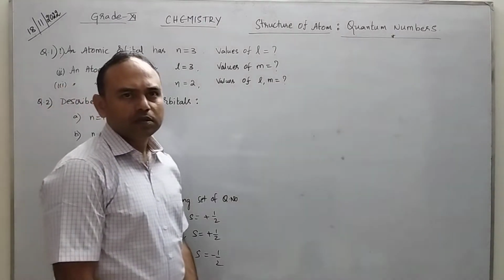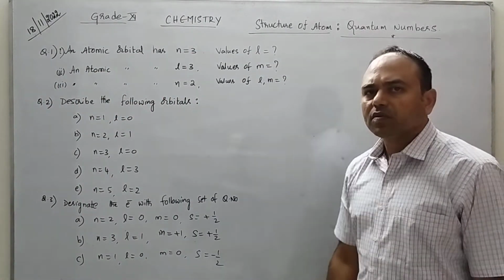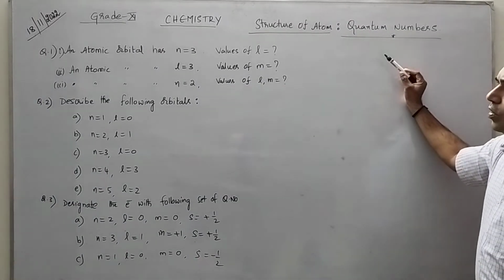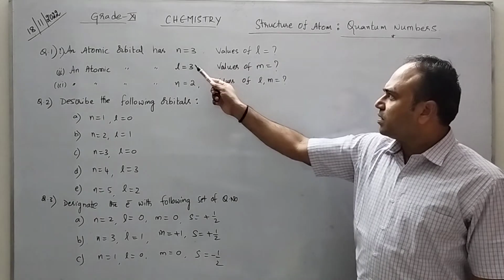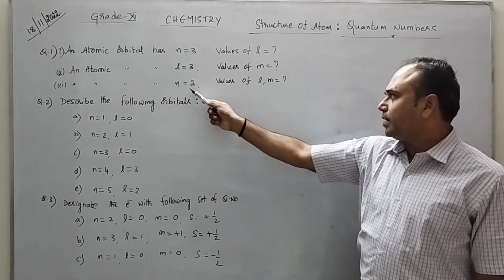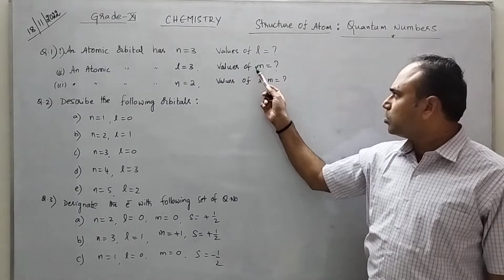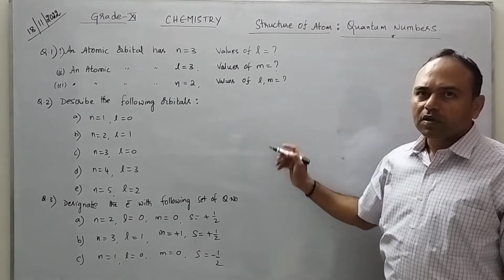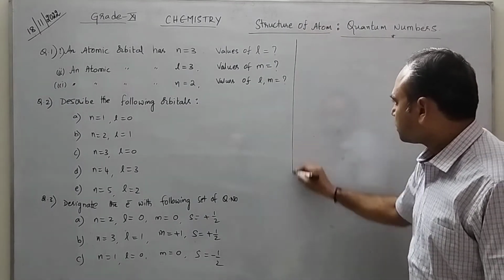Good evening, students. In this lecture, we are going to discuss the numericals of quantum numbers. Here we have the first question, where they have given the n value and they are asking you to find out the azimuthal quantum number and magnetic quantum numbers. So how to solve this?